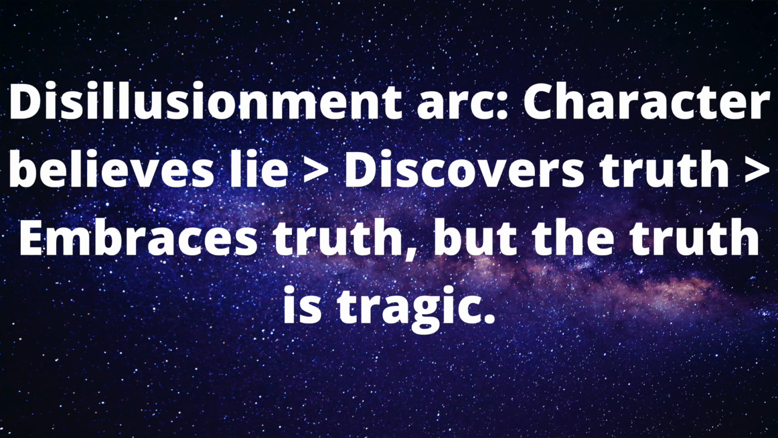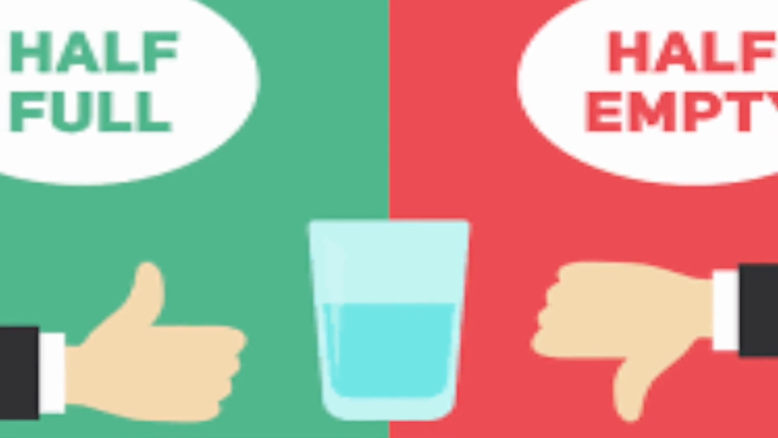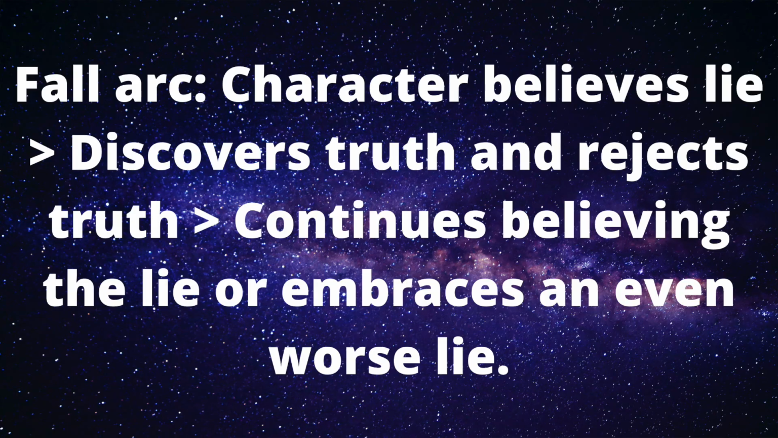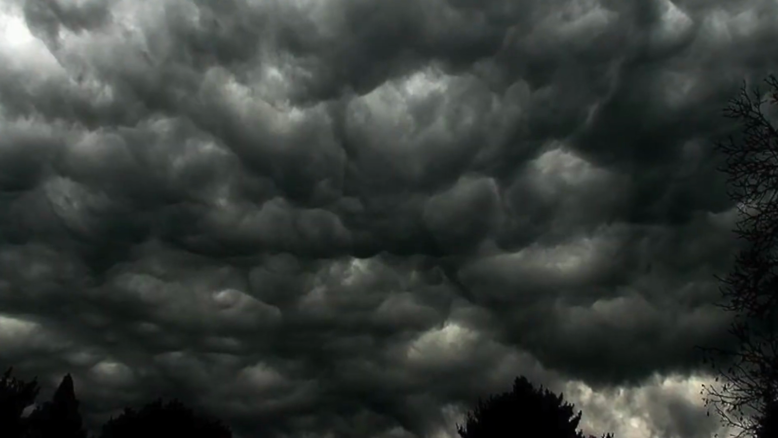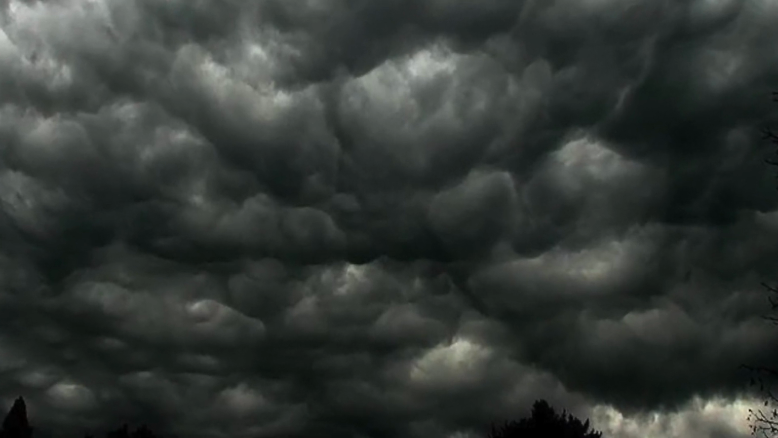The Disillusionment Arc: character believes lie, discovers truth, embraces the truth, but the truth is tragic. And in this case, the character's worldview goes from a positive one to a negative one, a very pessimistic one. Fall Arc: character believes lie, discovers truth, rejects the truth, continues believing the lie, or embraces an even worse lie. In this case, the character is heading to their doom. This character can't be saved at all.